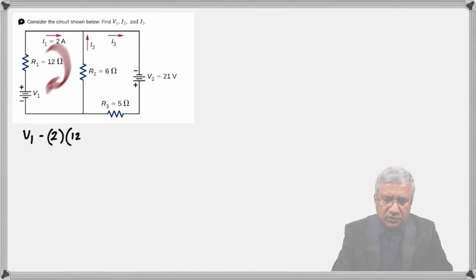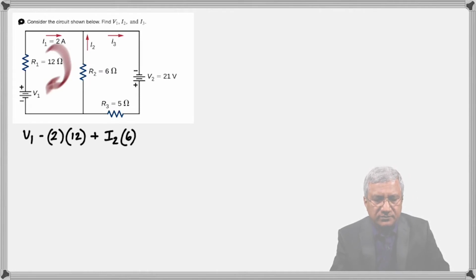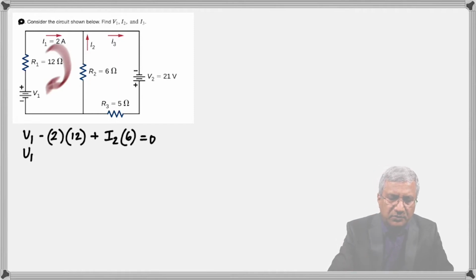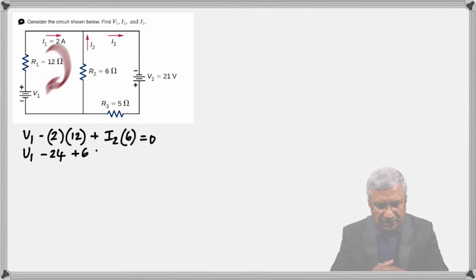And in this loop, it's V1 minus 2 times 12 plus I2 times 6 is 0. Let me explain that, because we're moving to the positive. So it's V1, and we're going in the direction of the current, and the current is 2. So it's minus 2 times 12. And then you're coming against that current I2, so it's plus 6 I2 is equal to 0. Okay, so that simplifies to V1 minus 24 plus 6 I2 is equal to 0.